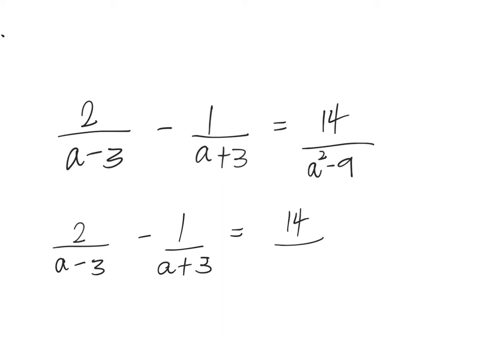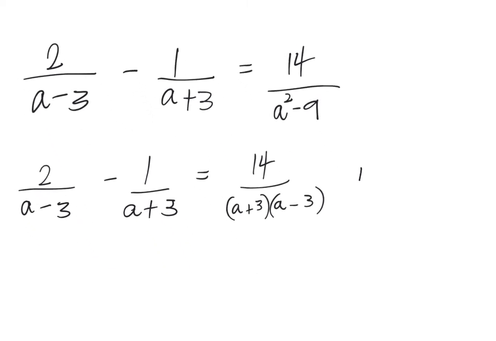But a squared minus 9 is a difference of squares. A squared is a perfect square and 9 is a perfect square. So take the square root. The square root of a squared is a. Square root of 9 is 3. So now let's build that LCD.